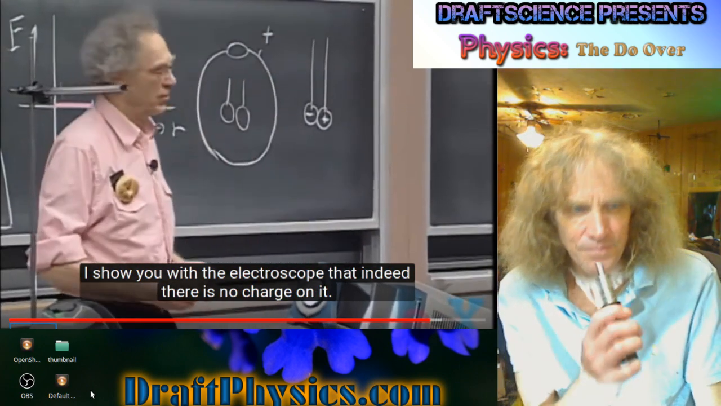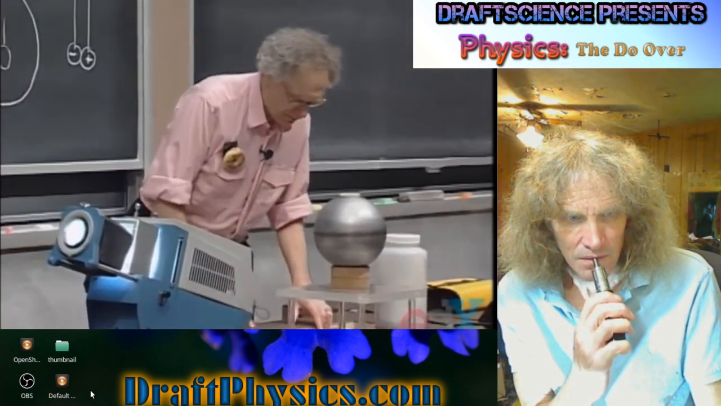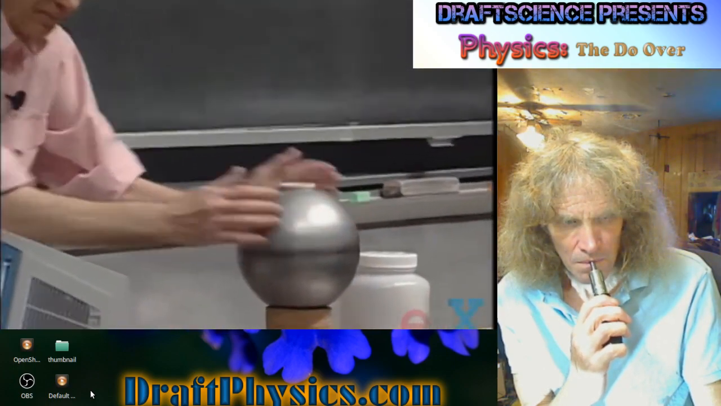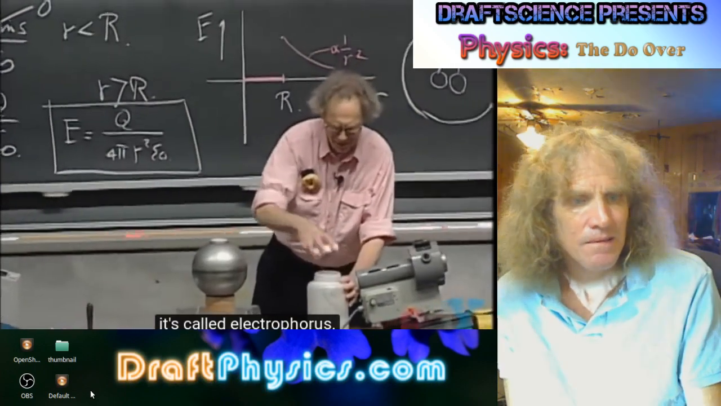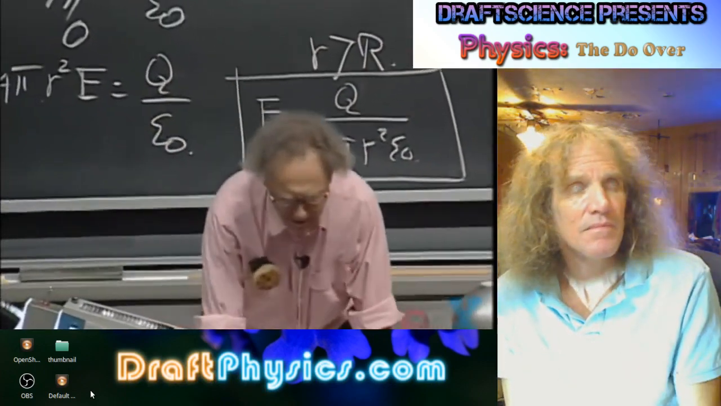That indeed there is no charge on it. So that is the way I want to do this. So there's the electroscope. Here's the sphere. And the way I'm going to charge it has a nice name. It's called electrophorus. Hard to pronounce. I first rub a glass plate with cat fur.